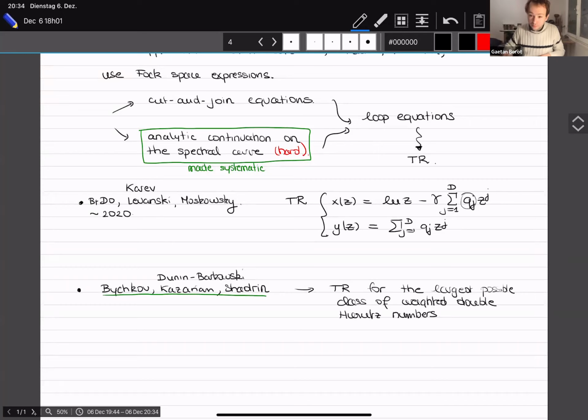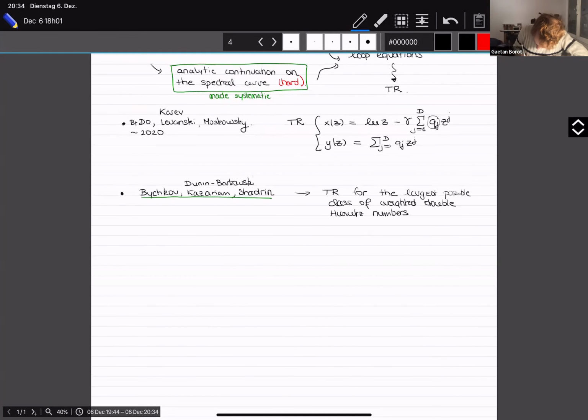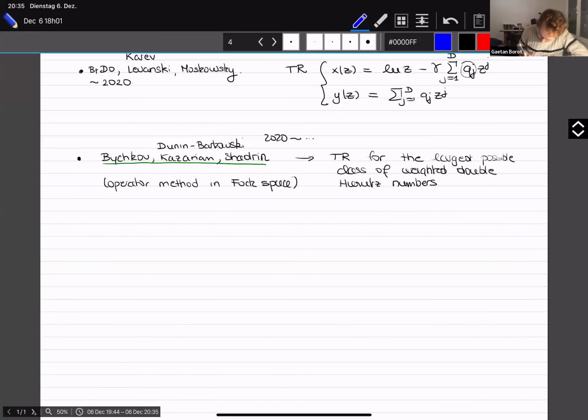And now I want to come to this. So this is an operator method. So this brings me to a third topic, which is matrix models and free probabilities.